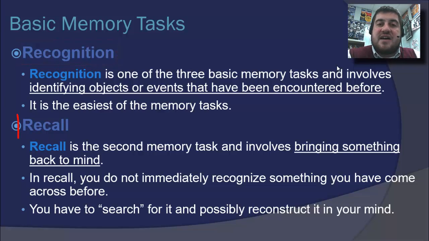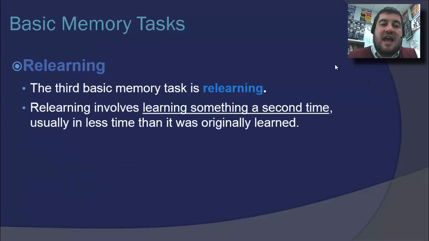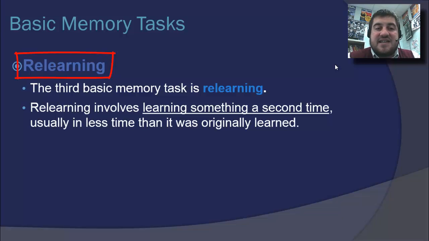Recall is a little bit tougher, and it involves bringing something back to mind. So you see something and you say, I don't immediately recognize whether that is something I've come across before. You have to actually sit and think and search for it and possibly reconstruct it in your mind. And lastly, the third memory task is relearning. It's learning something a second time, and since you've already learned it before, it usually takes less time than the original time in which it was learned.